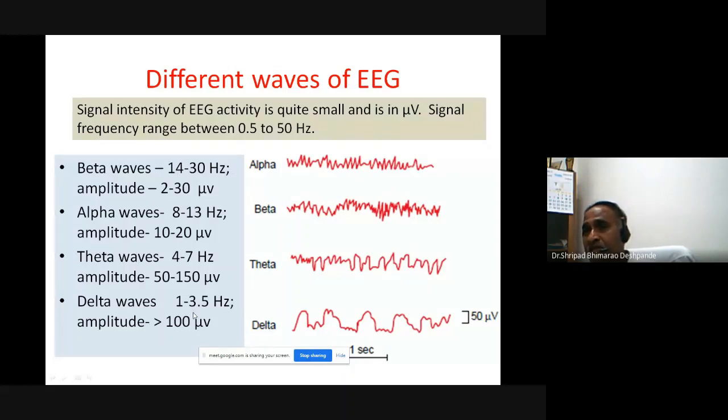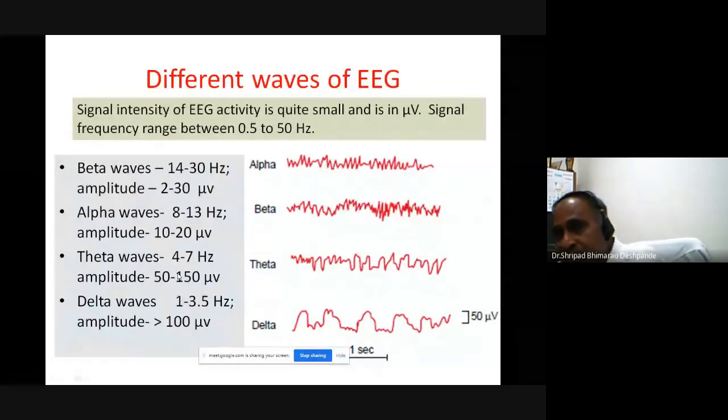So that means we have 1 to 4, 4 to 7, then 8 to 13, then 14 to 30. These are the frequency bands. I have arranged them here according to frequency: 14, 13, 8, 7, 4, something like that.